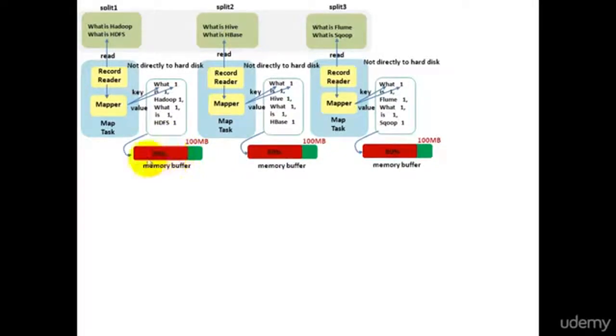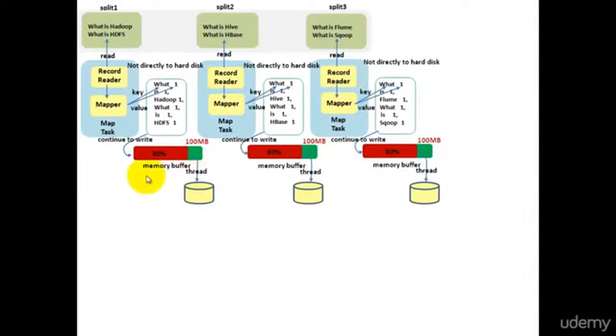When 80% of the buffer is consumed, these records are spilled to the disk. Spilling is done by a separate background thread. As a separate background thread is spilling the records to the disk, map output is not blocked. Map will continue writing records to the buffer. But if the buffer is completely filled, then the map will block until the spill is complete.